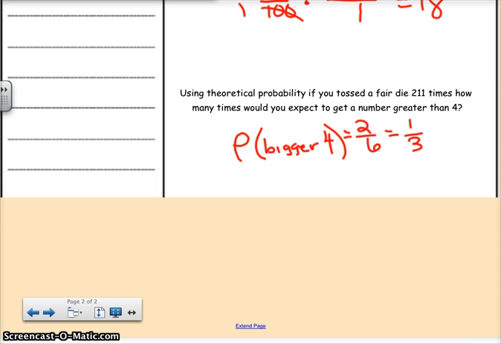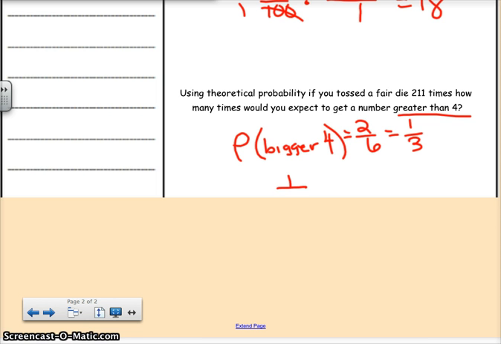That's my probability. How would you know whether to count 4 as one of the numbers or not? Because if it said at least 4, at least means include it, but it says greater than 4. 4 is not greater than 4. So you have to just know that, and you have to know that if it says at least, it means to include the number.